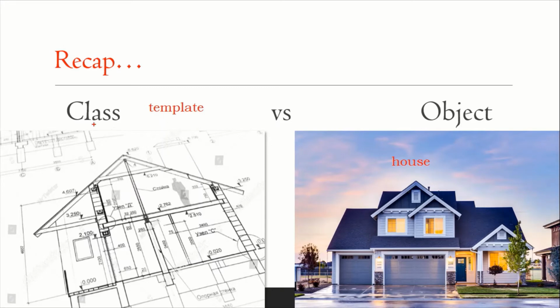So what we do is, first we create a class and then we create an object. This is what we do in Java. First we create a class, and then based on the class we can create number of objects.